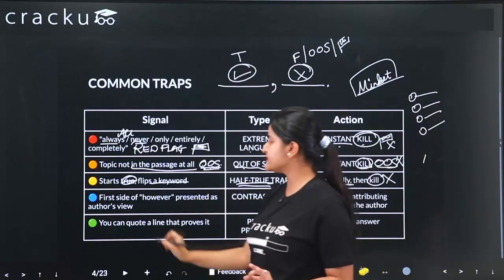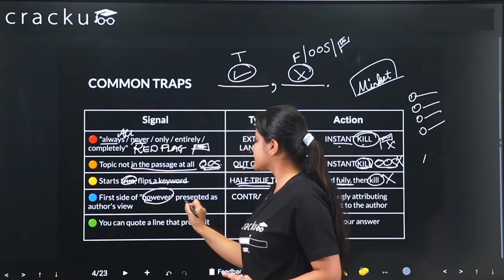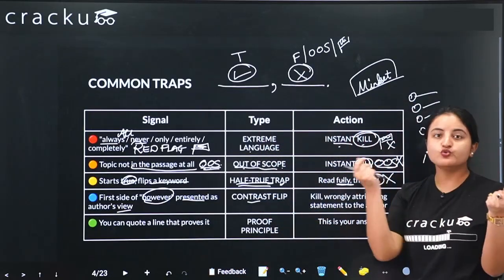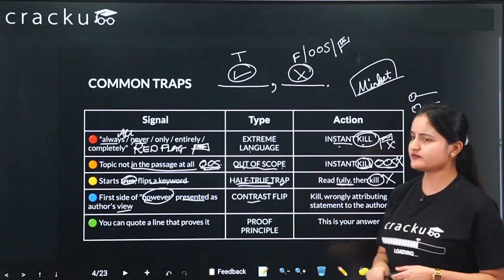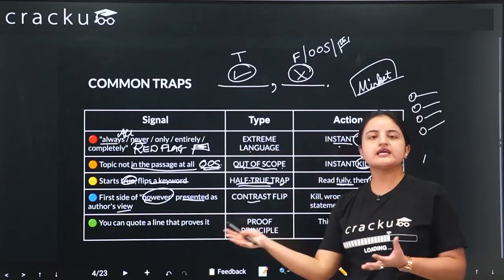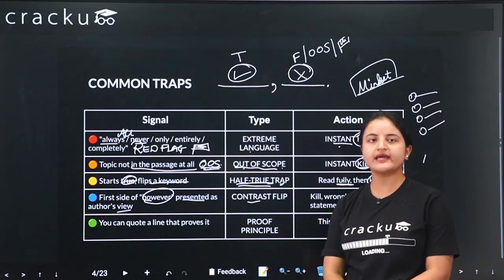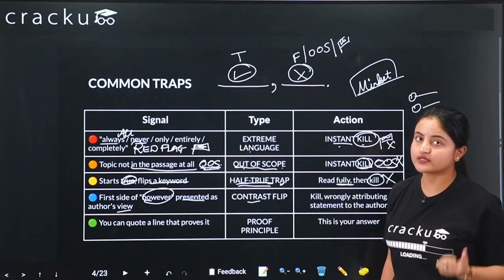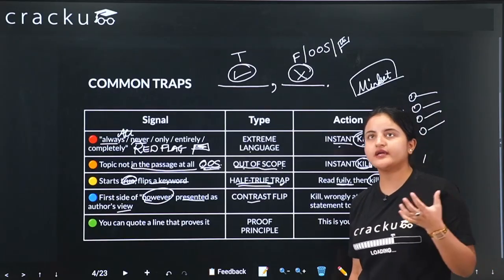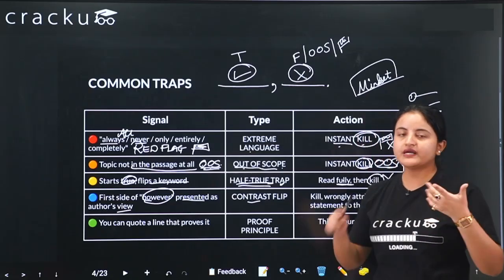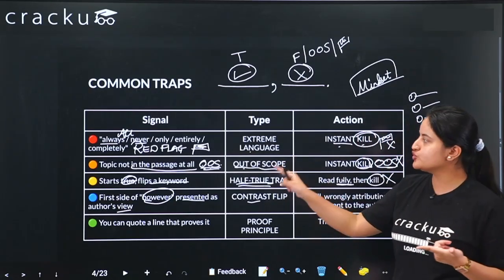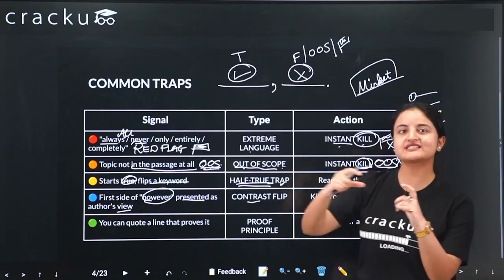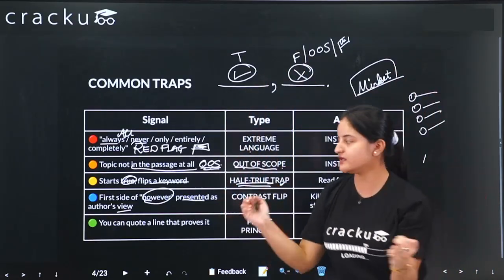The fourth trap is the first side of a 'however' presented as the author's view. Now this is quite nuanced. What happens is that there are many things in the passage, right? The author is trying to present someone else's views. The author is maybe trying to quote a historical fact. The author is maybe trying to report something. But that something should not be mistaken as the author's opinion.